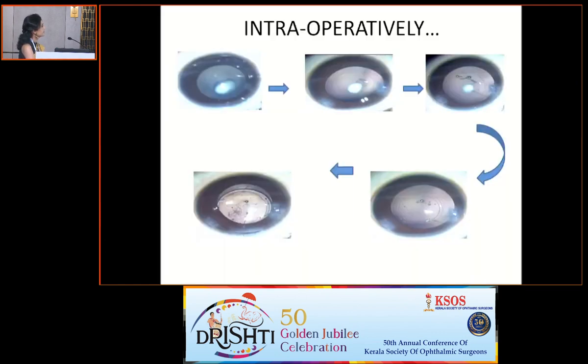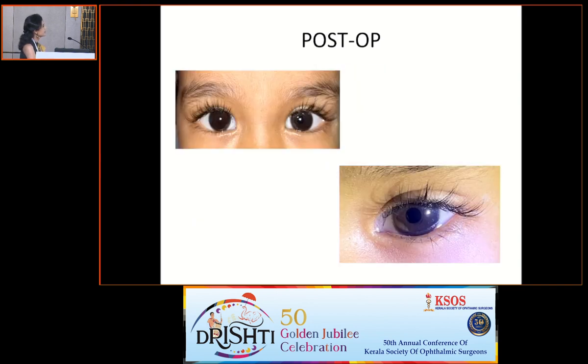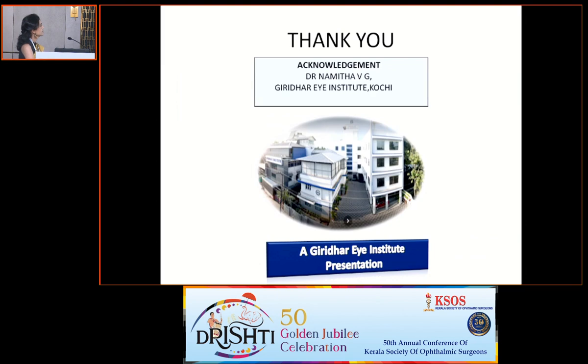So these are intraoperative findings of the presence of the fibrovascular stalk running from the optic nerve head to the posterior lens capsule, and postoperatively the child was able to maintain a clear visual axis and good alignment. Thank you very much for your patient hearing.